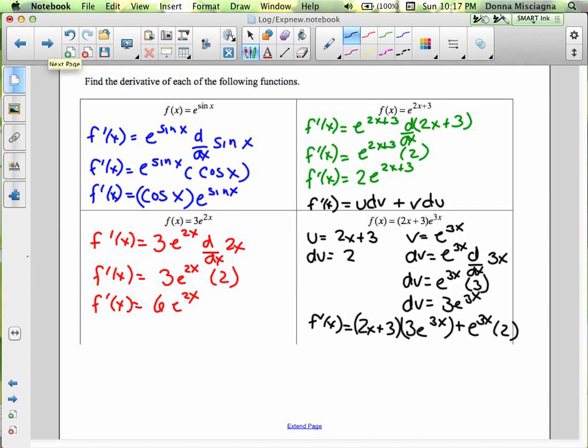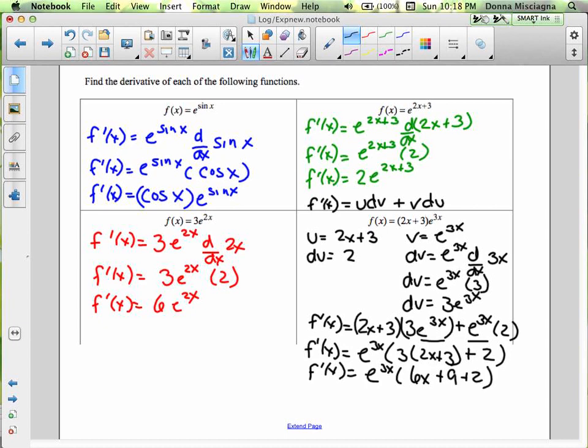Let's clean this up a little bit. Let's also pull out a common factor. All right, so the common factor we could pull out is e to the 3x. So f prime of x is equal to e to the 3x, and then we'd be left with 3 times the 2x plus 3. I can't pull that 3 out. And then plus, the only factor left over here is 2. Let's distribute and combine like terms. So f prime of x is equal to e to the 3x times 6x plus 9 plus 2. And so finally, f prime of x equals e to the 3x times 6x plus 11.